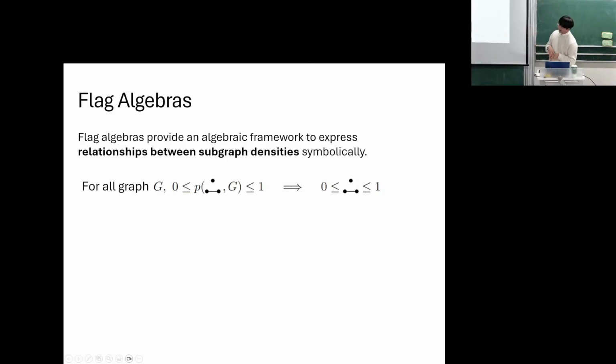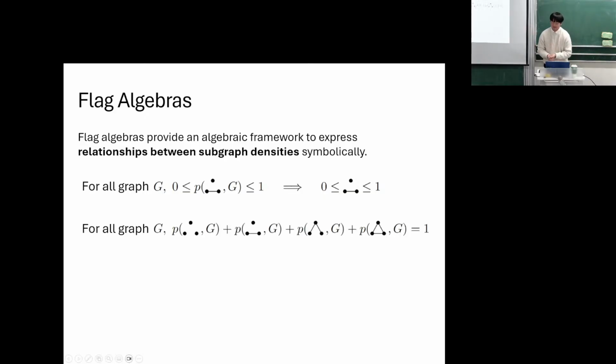And we can express it symbolically like this. As another example, consider the following statement. For any graph G, we want to compute the summation of these subgraph densities. When choosing 3 vertices from G, there are only 4 possible non-isomorphic subgraphs. These 4 graphs are the only possible non-isomorphic graphs. So the summation of these densities must be equal to 1. Again, this statement can be written as follows in the flag algebra framework.